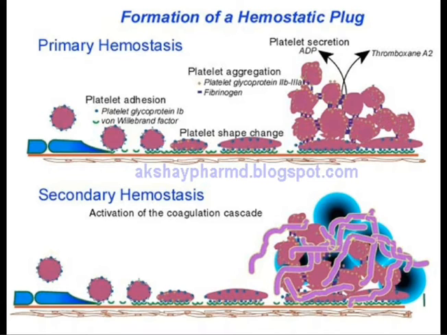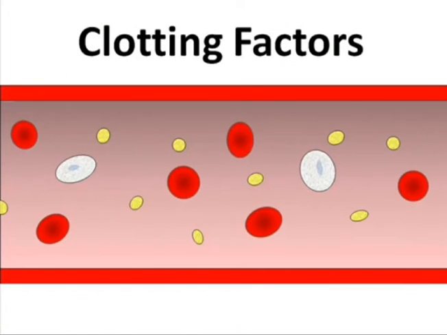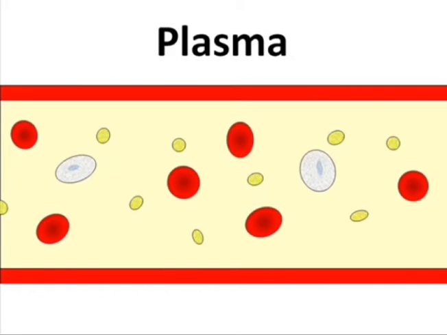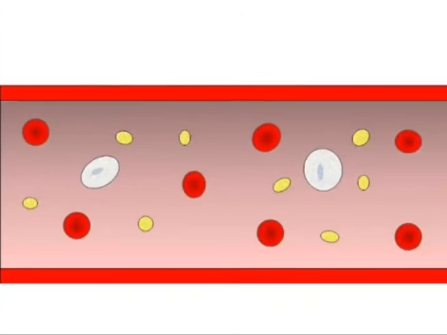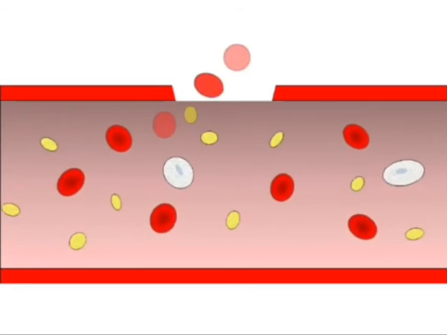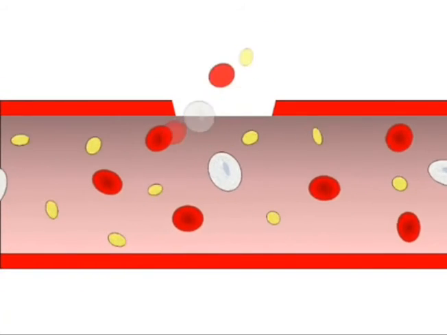We have two types of hemostasis: primary hemostasis and secondary hemostasis. Primary hemostasis refers to platelet aggregation and platelet plug formation. Platelets are activated by multiple factors, and as a result, they adhere to the site of an injury and to each other, blocking the injury.